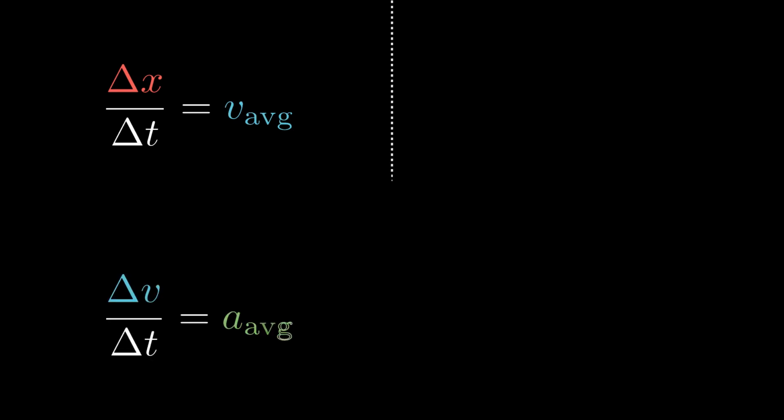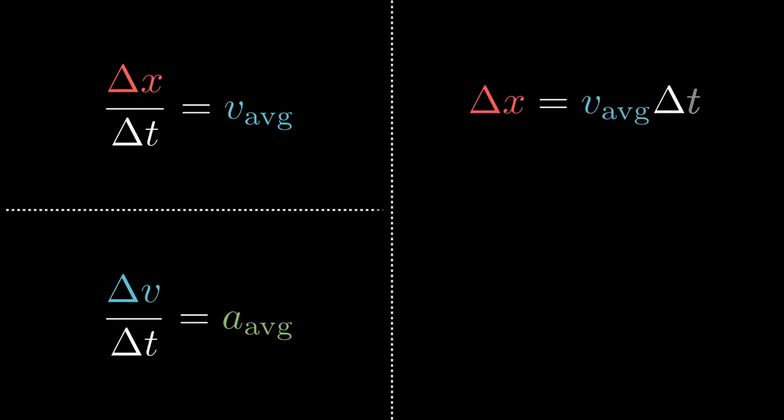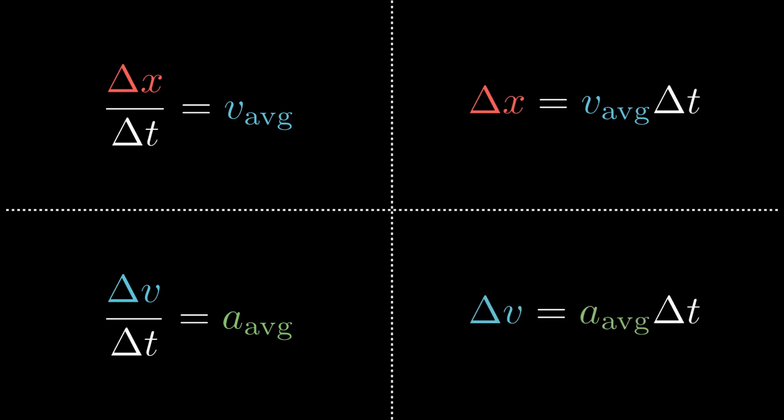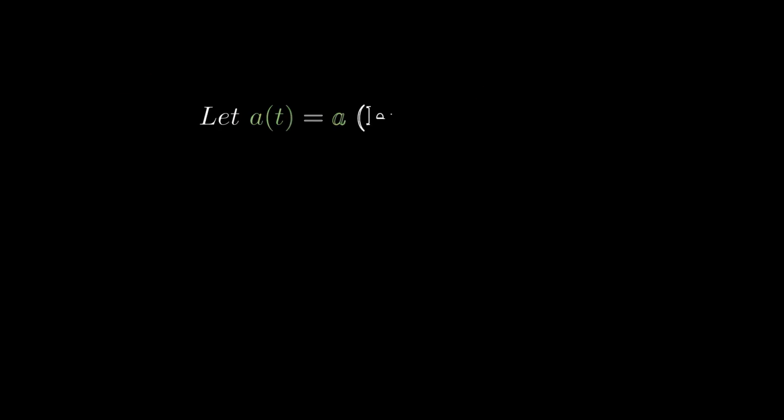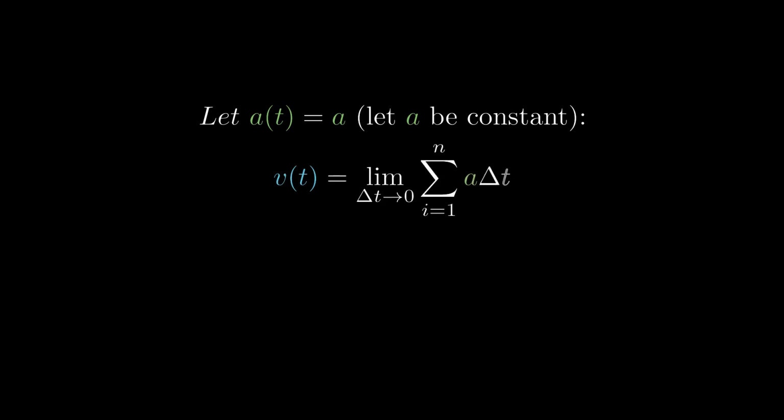But what if we have both acceleration and velocity? Well, remember that the slope of position is velocity, and that the slope of velocity is acceleration. This also means we can get velocity from acceleration times the change in time, or position from velocity times the change in time. If we assume constant acceleration, a, then our velocity is just the acceleration times the change in time, plus a constant c.